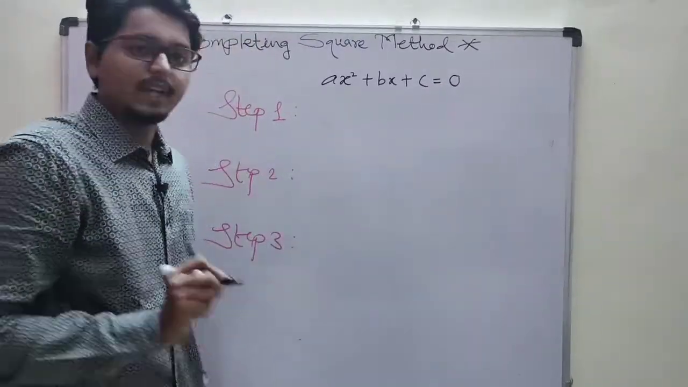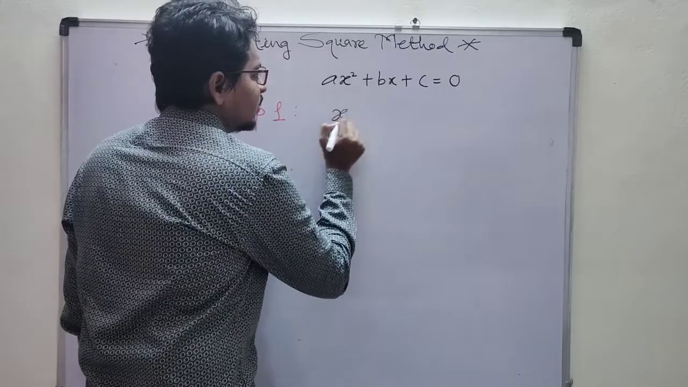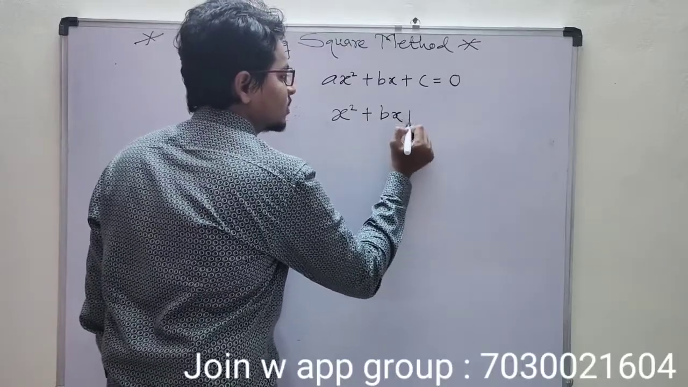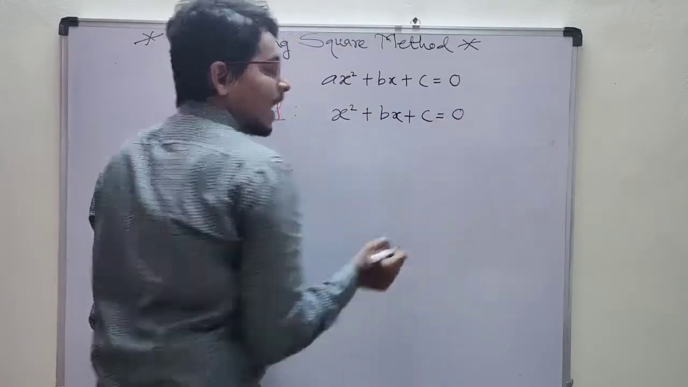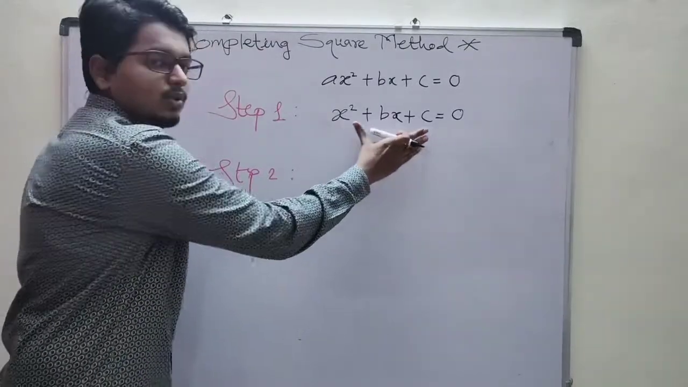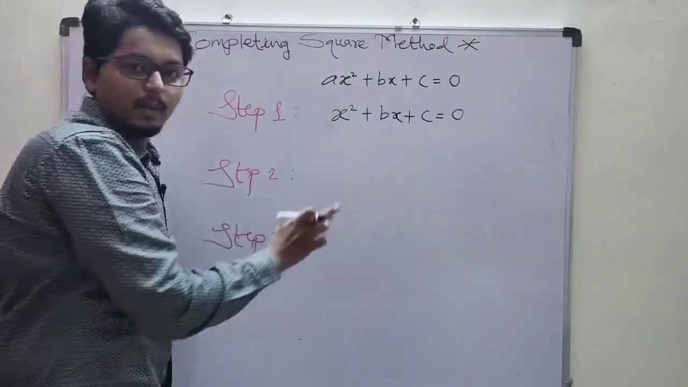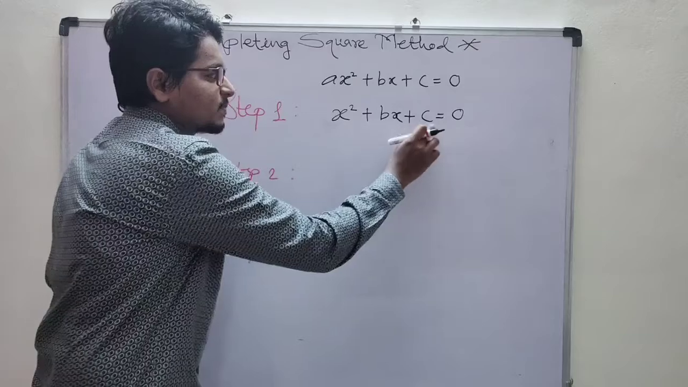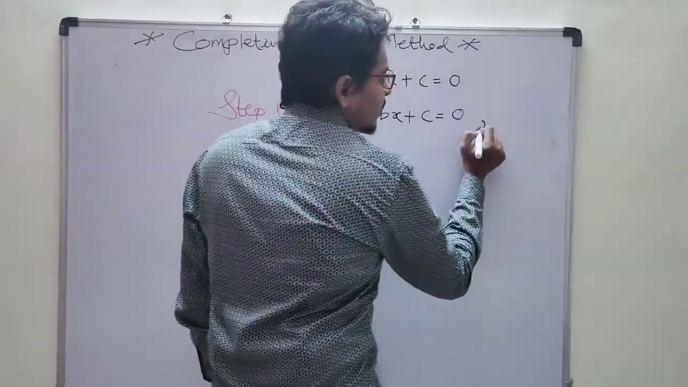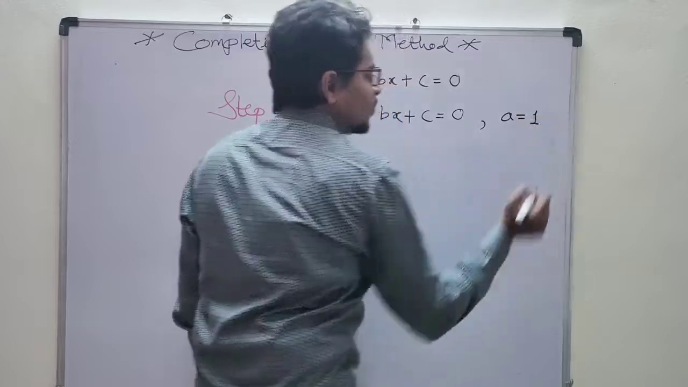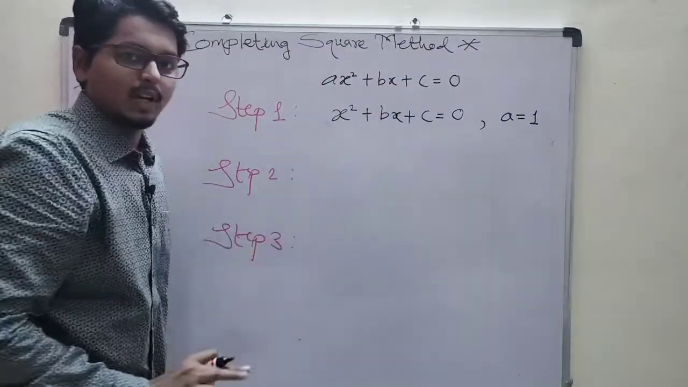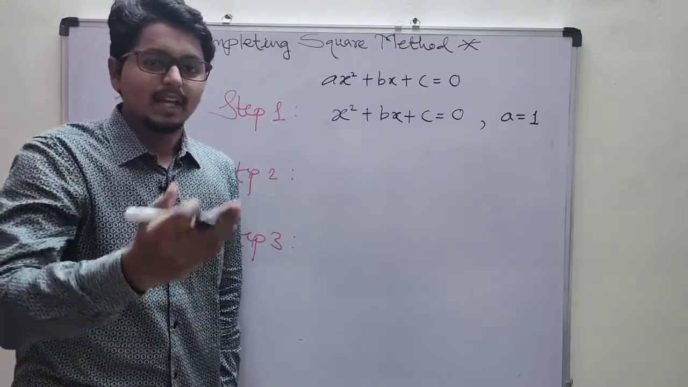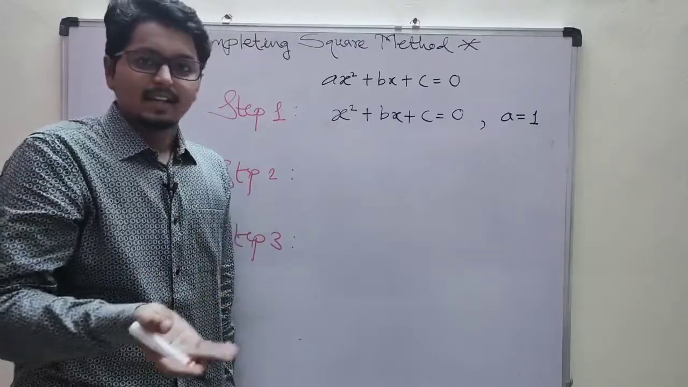What if the value of a is 1? So, if the value of a is 1, then it becomes x square plus bx plus c equal to 0. And that is what we require to solve our completing square method examples. We require this equation first of all: x square plus bx plus c equal to 0, where the coefficient of x square is 1, that is, the value of a is equal to 1. In some examples, if the value of a is not 1, then we make it 1. How? You will get to know that in the examples.